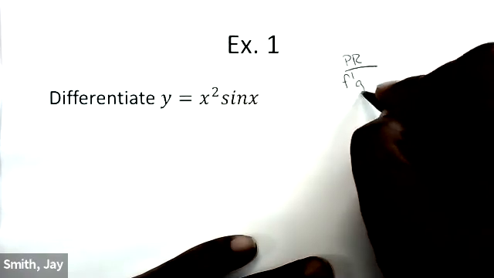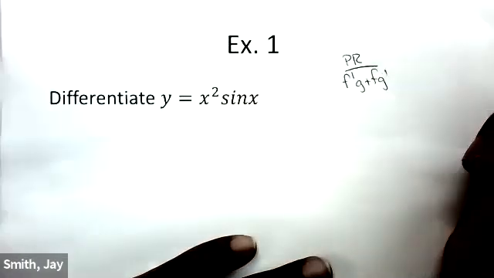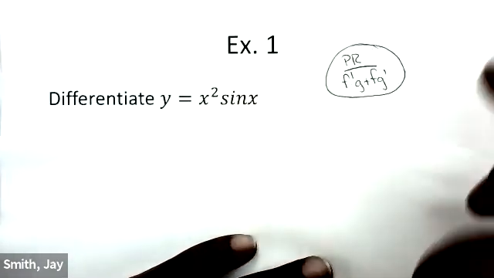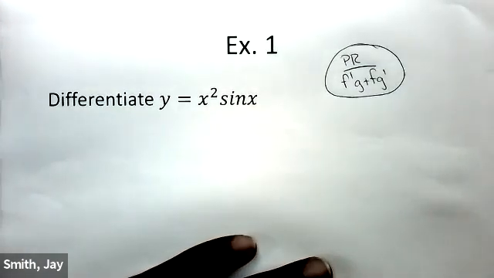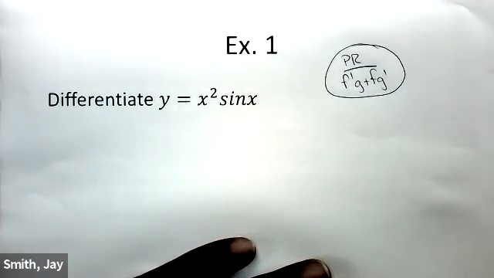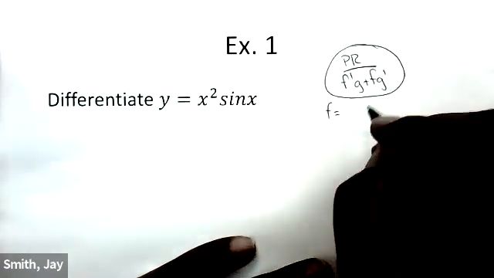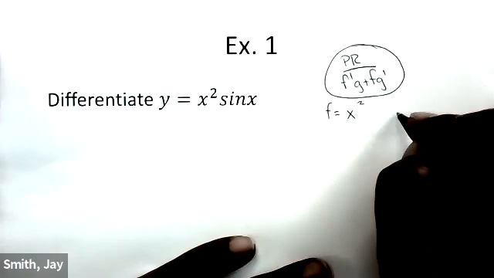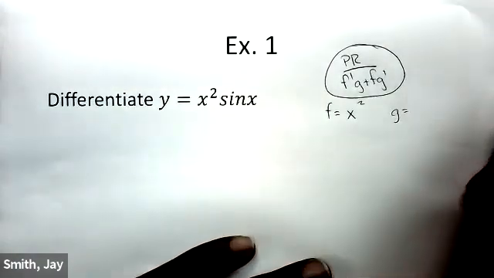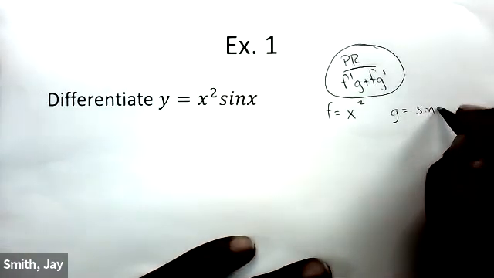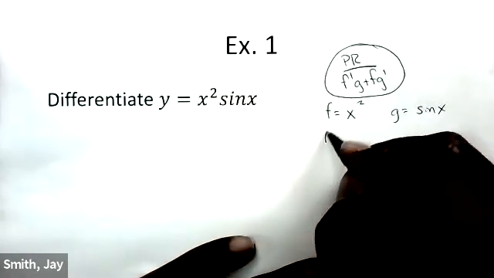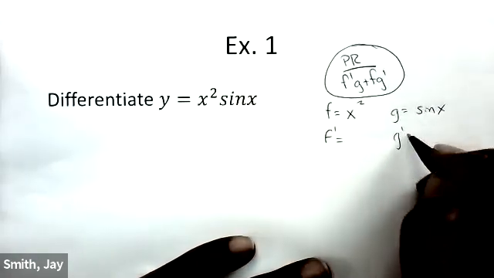Remember product rule, f prime g plus f g prime, the way that I have it in my notes. In this case, we're going to need f, g, f prime, and g prime, respectively. So here f, my first differentiable function, would be x squared. G, my second differentiable function, would be sine x. We need f prime and g prime.